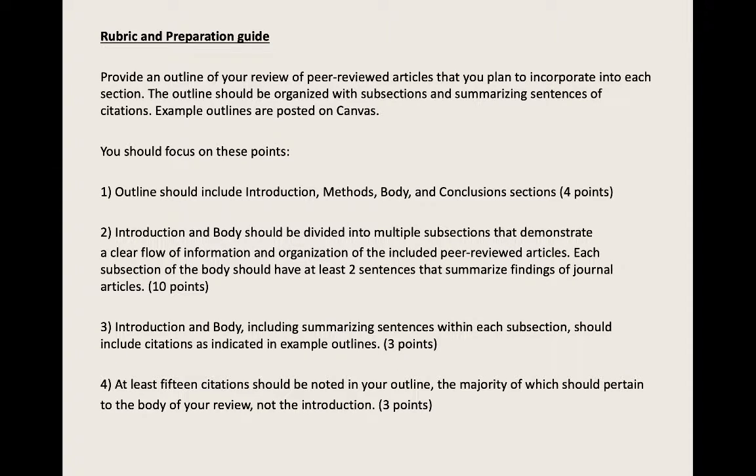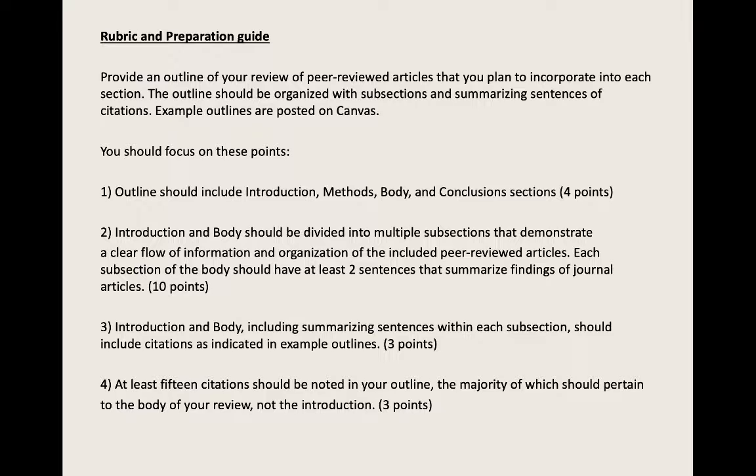And then finally, I want to point out the rubric and preparation guide. This is also posted on Canvas. So the goal, as I've mentioned, is that you provide an outline of your review of peer-reviewed articles that you plan to incorporate into each section. The outline should be organized with subsections and summarizing sentences of the citations. And the example outlines are posted on Canvas. And then below are the points that you should focus on.